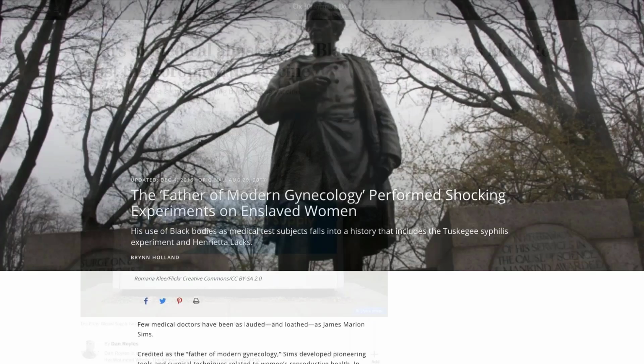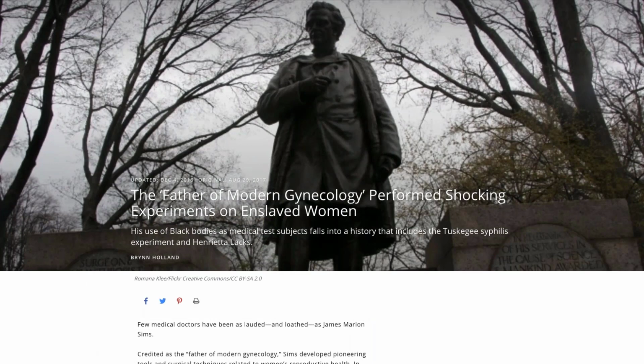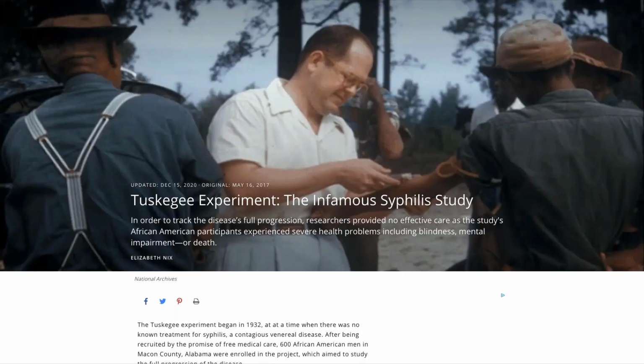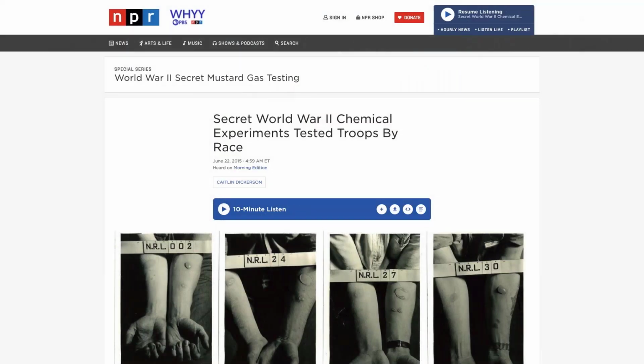With a history that stretches back to the 1800s when enslaved Black women were used in shocking experiments by people like the so-called father of modern gynecology, and includes the infamous Tuskegee syphilis study where the US government subjected hundreds of Black men to suffer believing that they were being treated for bad blood over a course of 40 years, causing African Americans unknowingly participating in the study to suffer blindness, mental impairment, and even death, even after real treatments had become available. A history that includes secret World War II chemical experiments on troops by race.